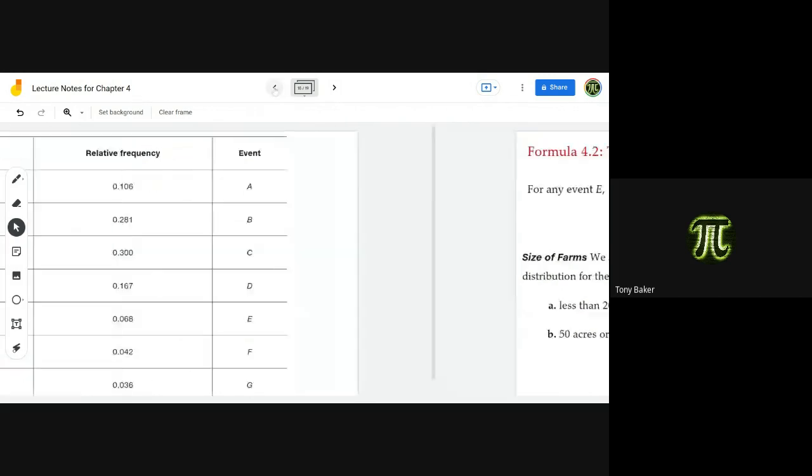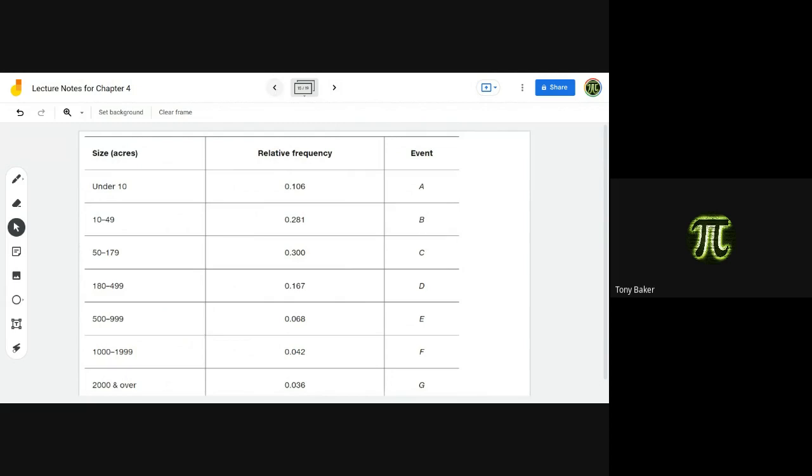So in this case, they're saying less than 2,000 acres. If we go back and look at this, less than 2,000 acres, I'd have to add this one, this one, this one, this one, this one. But this has to add up to 1 because this is all of them, right? So instead of adding them all up, if I just say, well, that's the one I don't want, just subtract that. So if I did 1 minus the 0.036, I get 0.964.